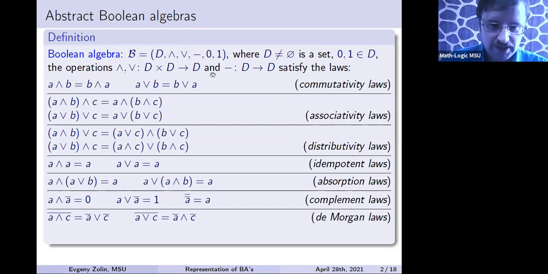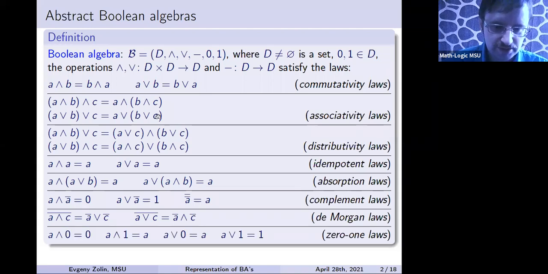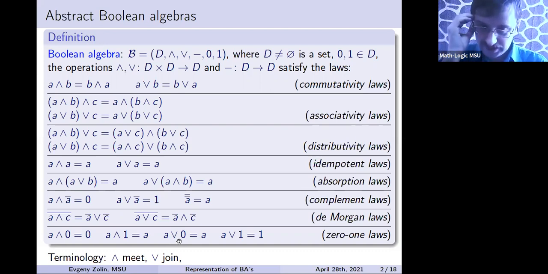We have two binary operations, one unary operation. These we call conjunction and disjunction, but in the theory of Boolean algebras, they are sometimes called meet and join, or supremum and infimum. And this is the complement. And they satisfy quite a long list of axioms, of properties, that are taken from the properties of sets with intersection and union and complement.